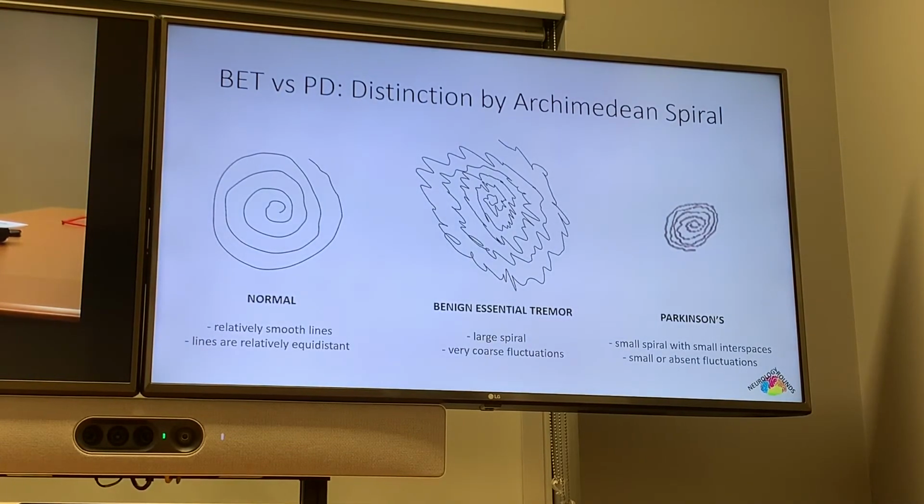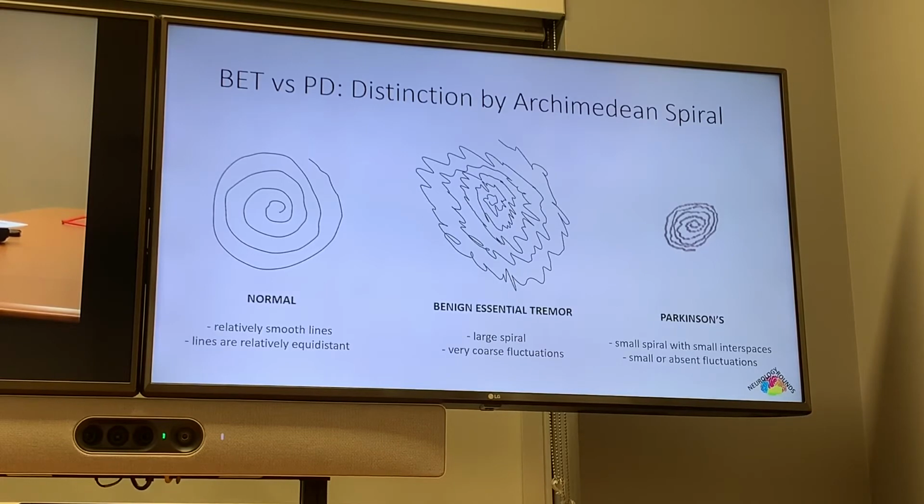Whereas in a benign essential tremor, as you remember, this is an action tremor, so worst when you try to do something, you will have these really coarse fluctuations in a much larger spiral than the one that you drew. In a Parkinson's spiral, this one should be very small. It should be relatively smooth, since you remember that a Parkinson's tremor is a resting tremor, so when you're doing something, it should actually get better. So this is one maneuver.